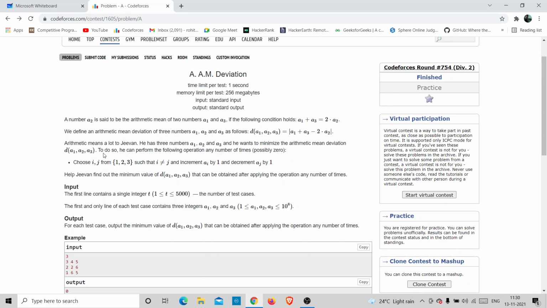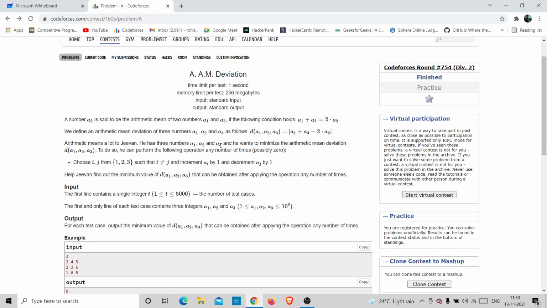Okay, let's get started. A number A2 is said to be the arithmetic mean of two numbers A1 and A3 if the following condition holds: A1 plus A3 equals 2 times A2. We define the arithmetic mean deviation of three numbers A1, A2 and A3 as D of A1, A2, A3 equals the absolute value of A1 plus A3 minus 2 times A2.